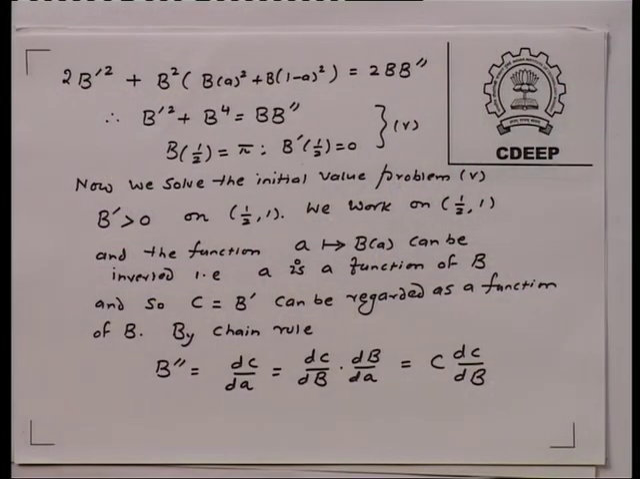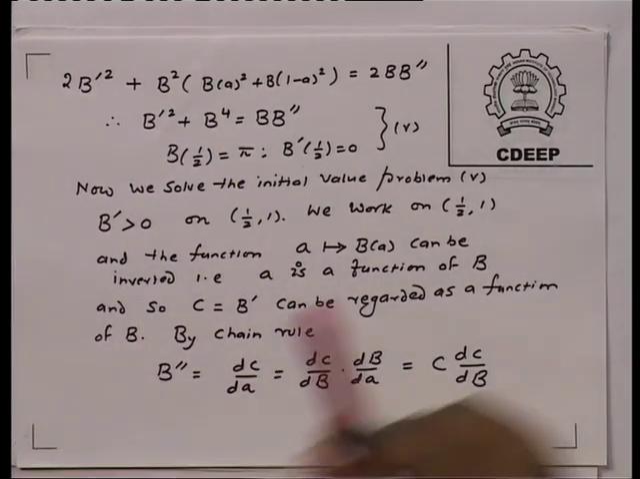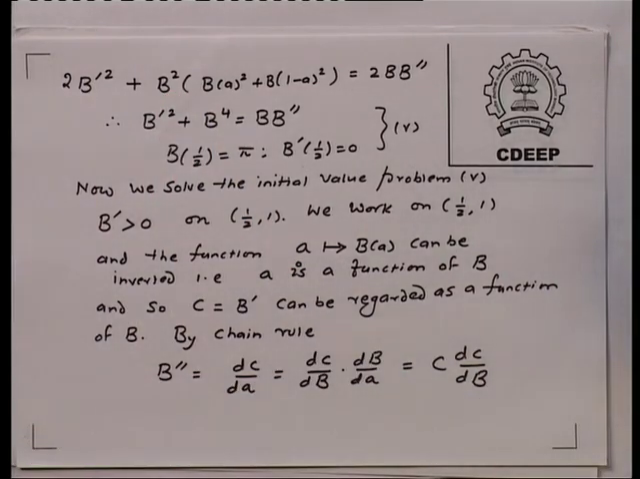We get 2b prime squared plus b squared into b of a squared plus b of 1 minus a squared equal to 2b double prime. No need to write all the intermediate steps. B of a is the same as b of 1 minus a. So, those two things will combine and that will also produce a factor of 2, and the 2 can be cancelled out. So, write down just the ODE 5, b prime squared plus b to the power 4 equal to b b double prime.